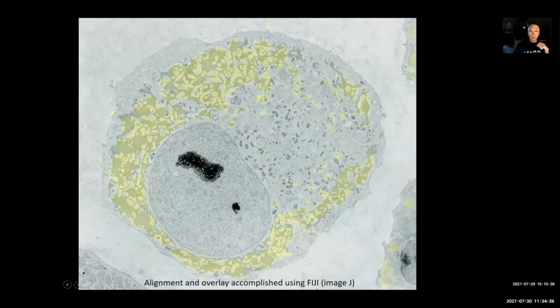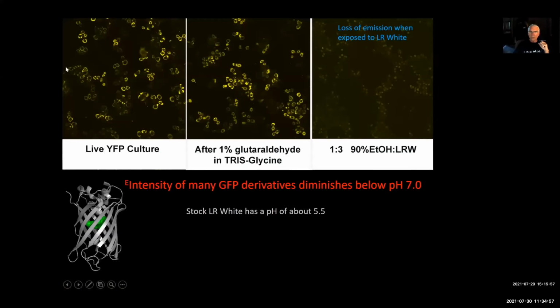So in order to do that, we simply overlay the fluorescent image on top of the next serial image taken for TEM. We do this using Fiji. It's a little complicated when you first start doing it, but it's not all that big of a deal. But what we noticed as we were embarking on these studies was that we would get lots of YFP fluorescence in culture, in the live culture.